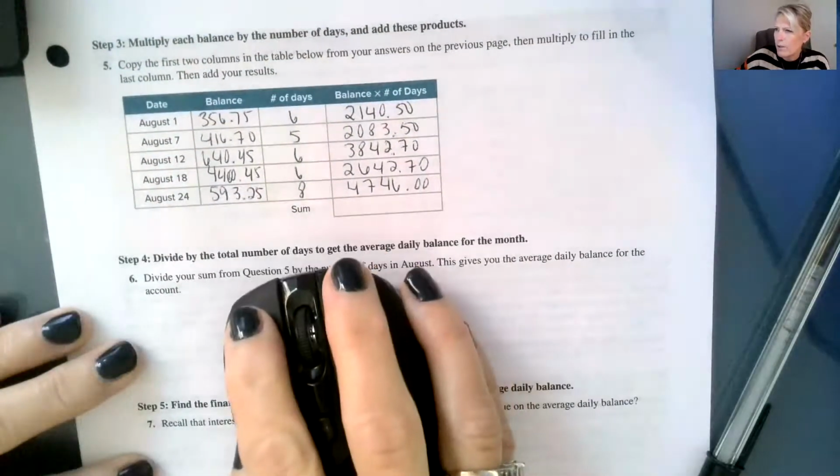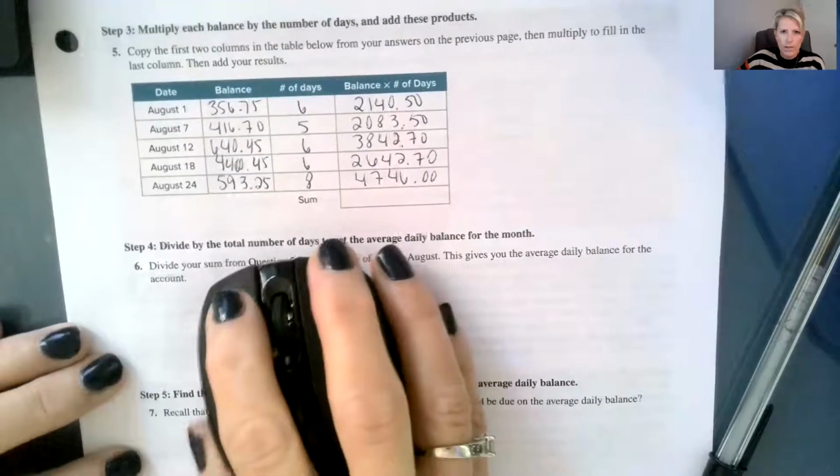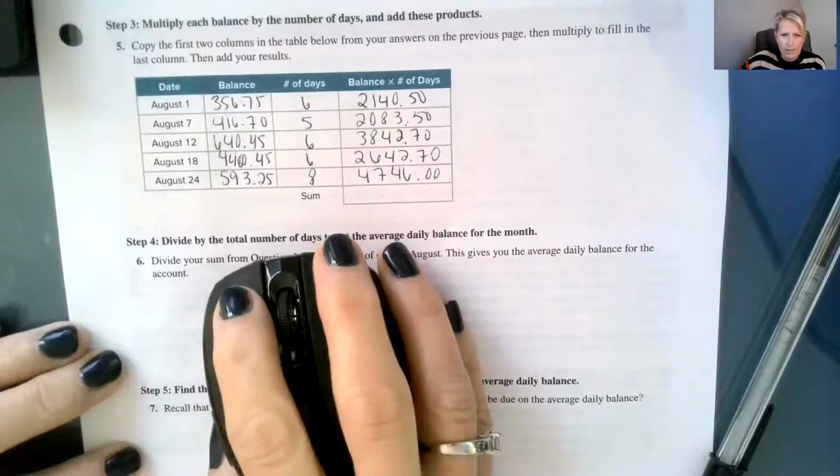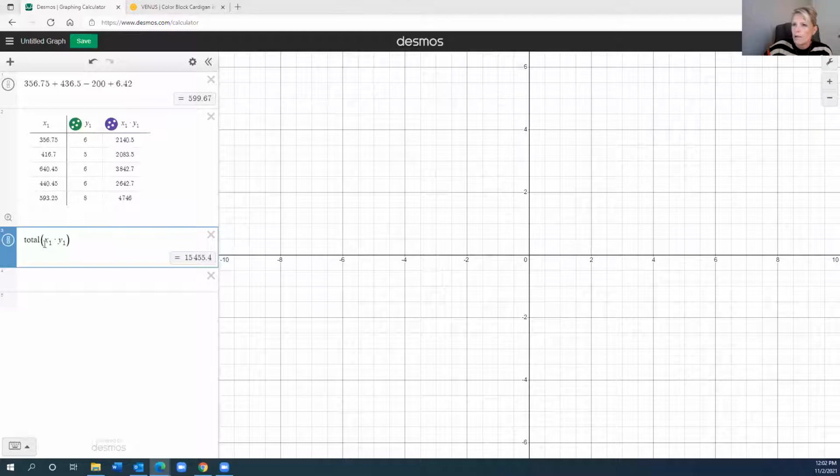Go ahead and add yours up. I'm trying to see if I can do this. So if we go back to Desmos, we can tell Desmos to add those up. In Desmos, I just put total, because this will be helpful when you get to unit 4, total, and then X1 times I1. So it's going to total this column right here, and it should be 15,455.